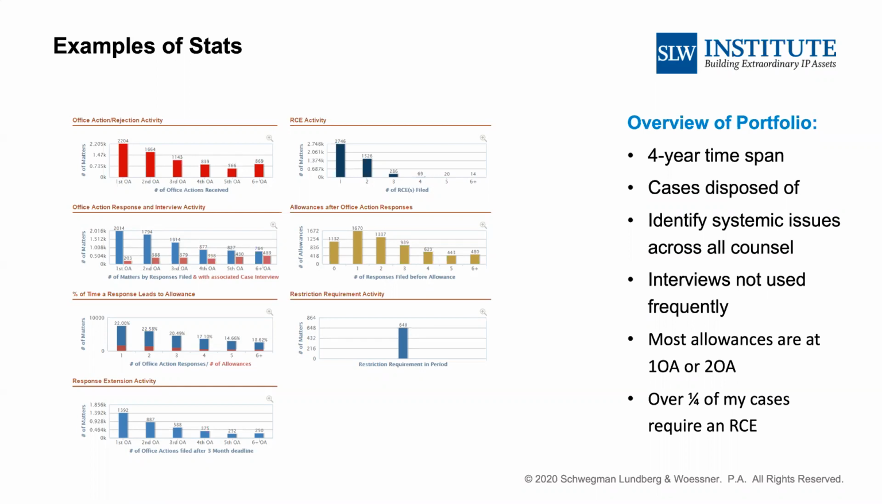If you compare the bottom left with the top left, out of the 2204 first office actions, more than half of them go into extensions. And that seems to be close to the trend. It's about 50% take extensions. And I would want to ask, is that in line with what I would expect?